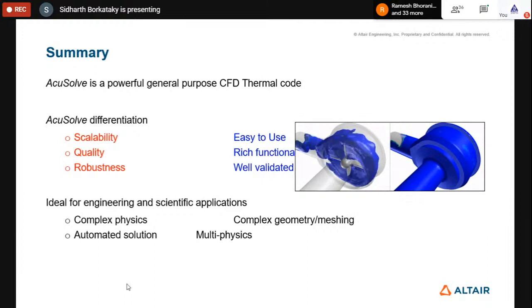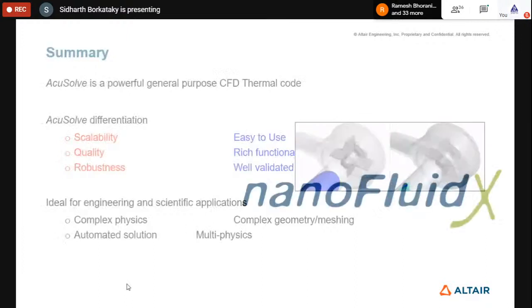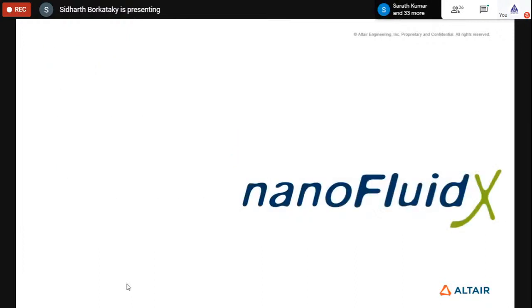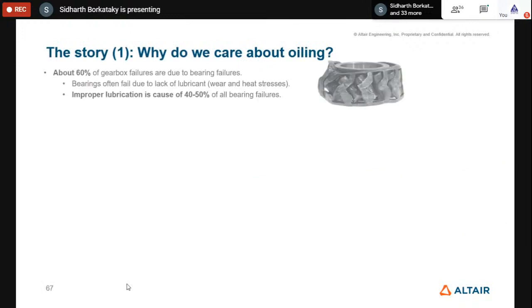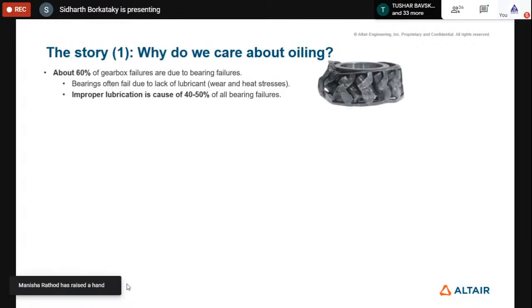Now I'll take some more time to explain two other important software tools, which are not based on finite element discretization, but on SPH, smoothed particle hydrodynamics, and lattice Boltzmann methods. So this is a tool called NanoFluidX, which is again based on the, just a second.